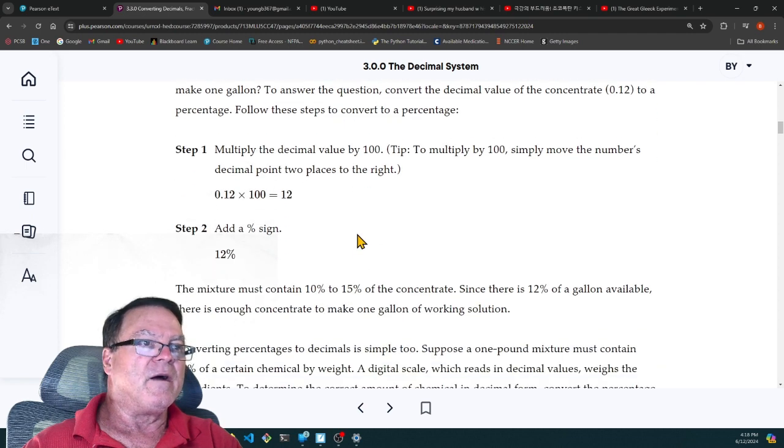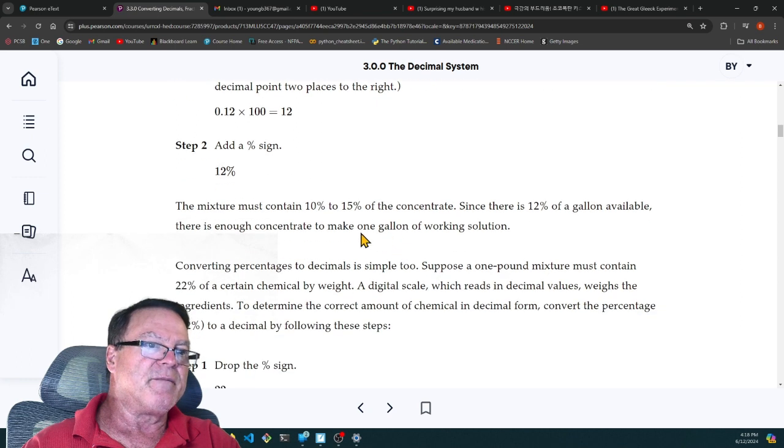Follow these steps to convert to a percentage. Multiply the decimal value by 100. Tip: to multiply by 100, simply move the number's decimal point 2 places to the right. So if you have 0.12 times 100, it equals 12. Just move the decimal place 2 places to the right. Add a percent sign. So 0.12 is 12%.